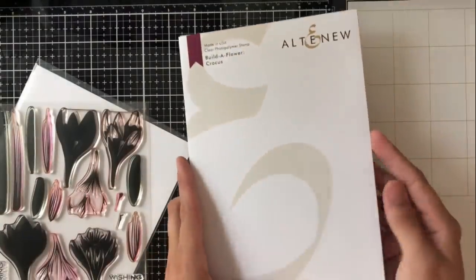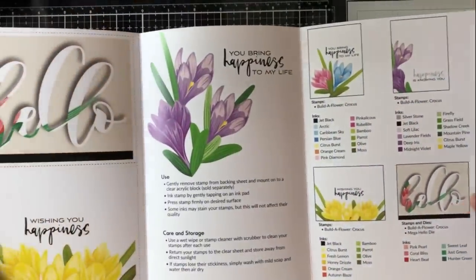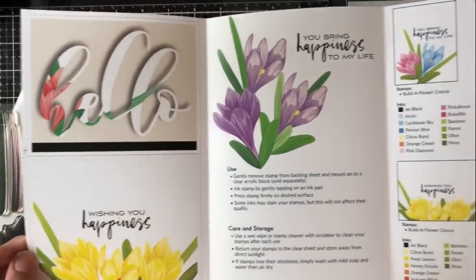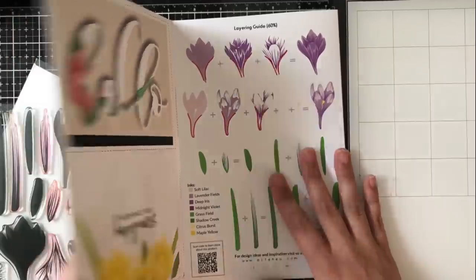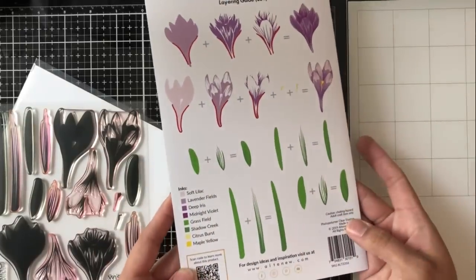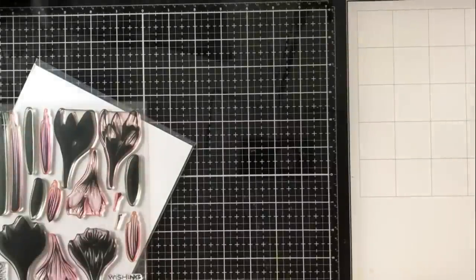They have coordinating dies, and as usual, I'm going to show you the inside of the pamphlet because it is just beautiful. It comes with tons of inspiration, as well as pre-printed card fronts that you could use. It's also got a lot of ink inspiration as well, and some tips on how to layer them. And always on the back, there is a layering guide so that you can pay attention closely to which layers go next and not make a mistake.